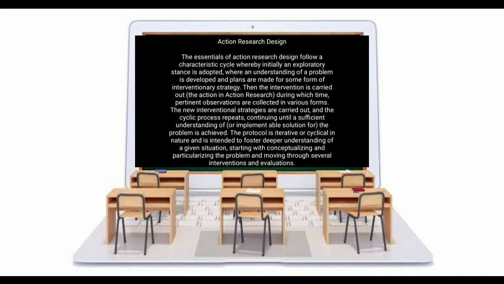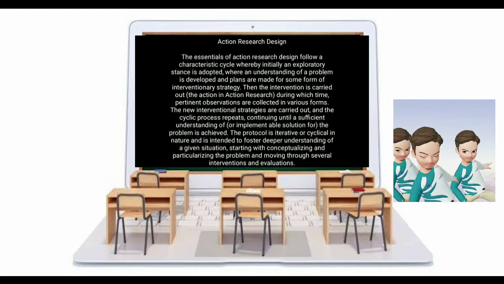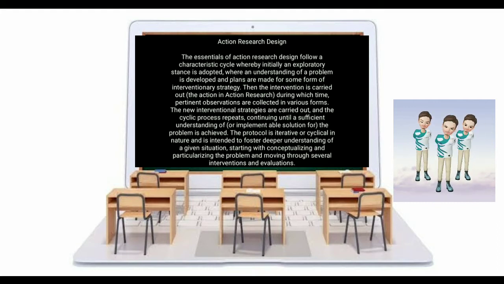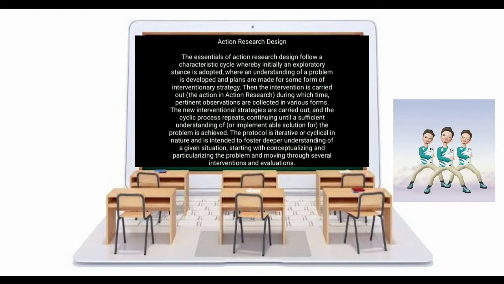Action research design. The essentials of action research design follow a characteristic cycle whereby initially an exploratory stance is adopted, where an understanding of a problem is developed and plans are made for some form of interventionary strategy. Then, the intervention is carried out, the action in action research, during which time pertinent observations are collected in various forms. The new observational strategies are carried out and the cyclic process repeats, continuing until a sufficient understanding of, or implementable solution for, the problem is achieved.